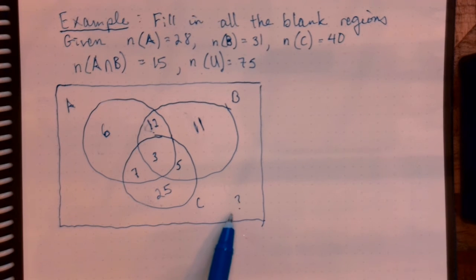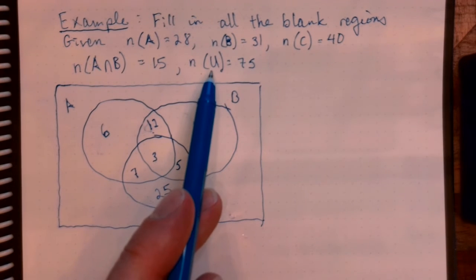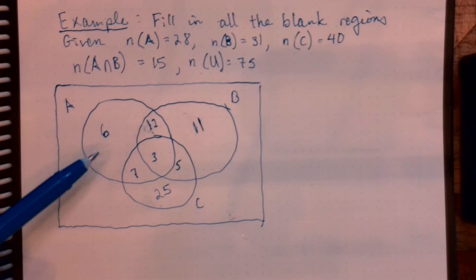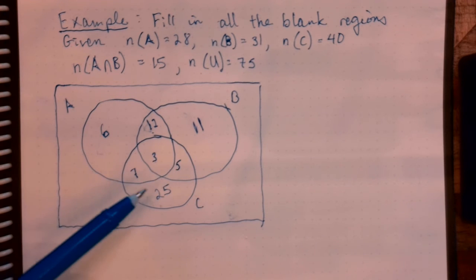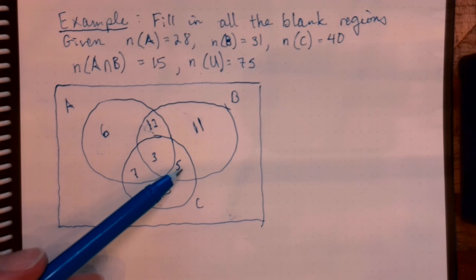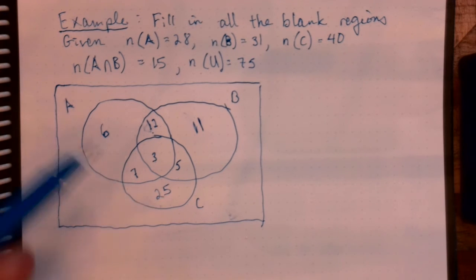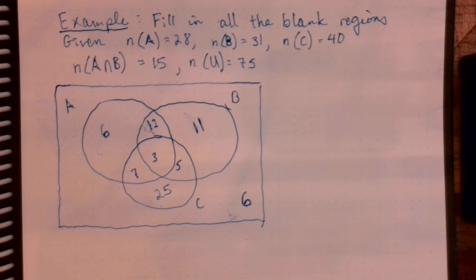Now this is the outside part here, and that's going to relate to this bit of information right here. They told me the number of things in the universal set has got to be 75. So let's total every region that we've figured out so far. This is 6, that's 18, 29, 39, 44. So that's a total of 69 so far. I've got to get to 75, so that must mean there are 6 items that need to be out here in this region.